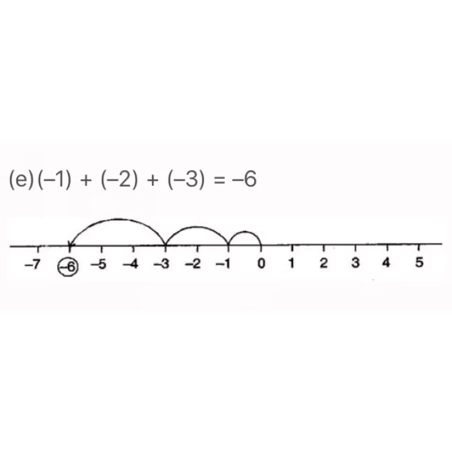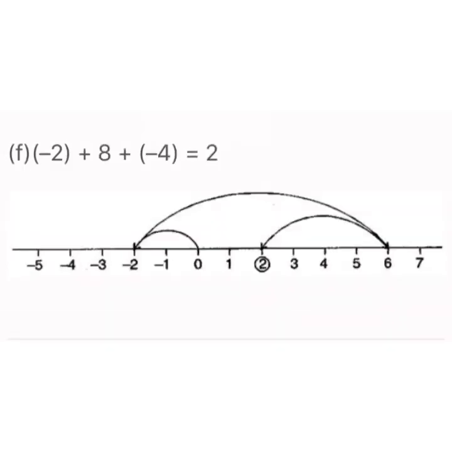And then the last step is, after reaching minus 3, we will move 3 steps towards the left and we will reach minus 6, which is the answer. Now the last one here is minus 2 plus 8 plus minus 4. Now when we open the brackets, it is minus 2 plus 8 minus 4.